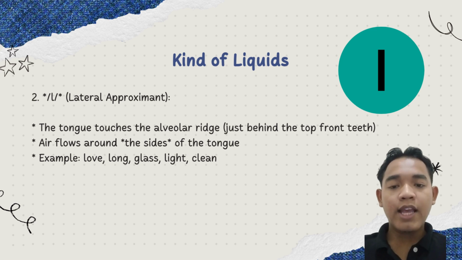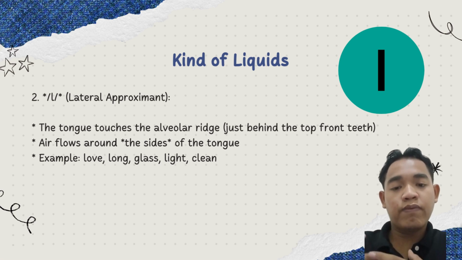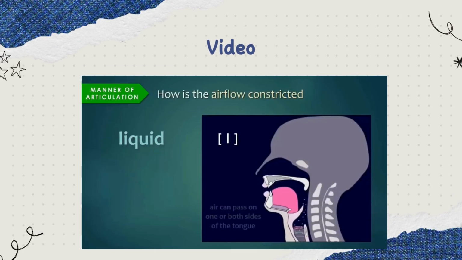Okay, in the next slide, I will show you two videos. The first video is about how to pronounce liquid sounds, and the second video is a conversation video, and we will look for liquid sounds in the video. Produced by allowing air to pass by one or both sides of the tongue, and the tongue itself can move a lot to shape the sound.